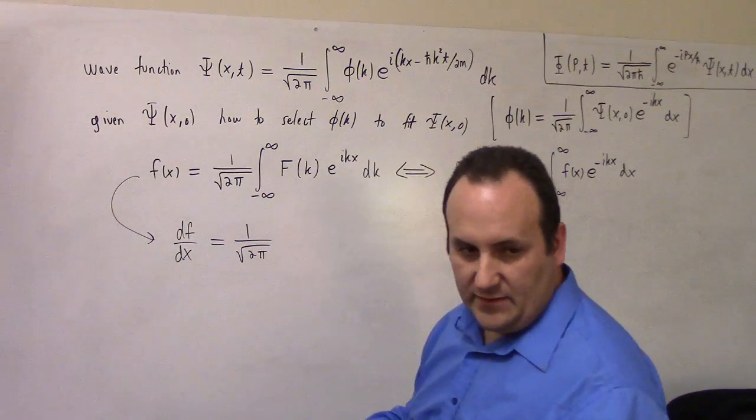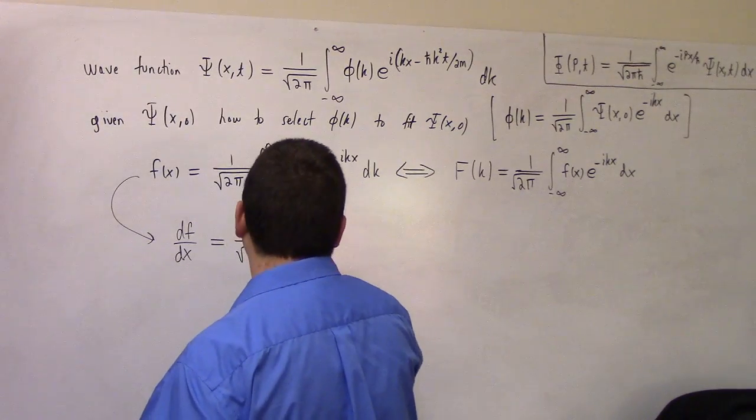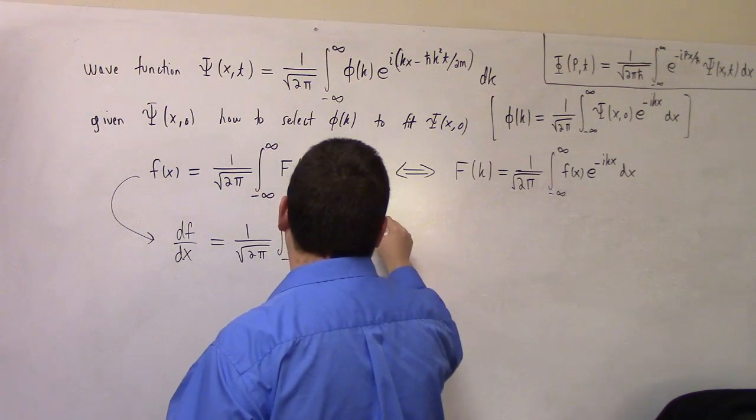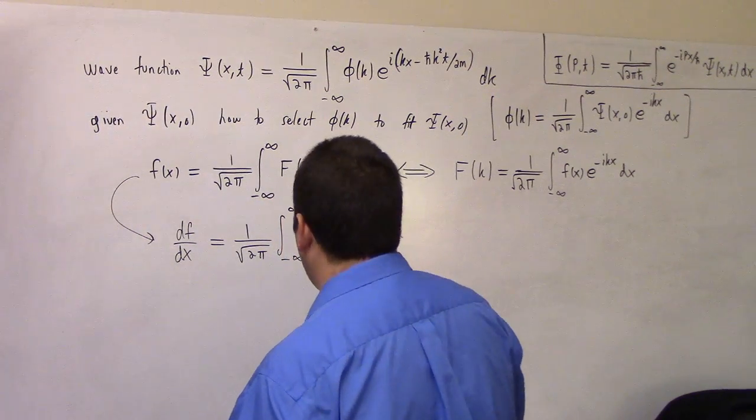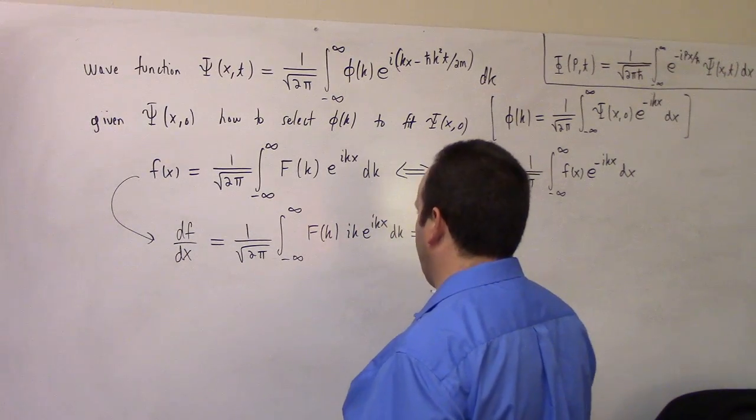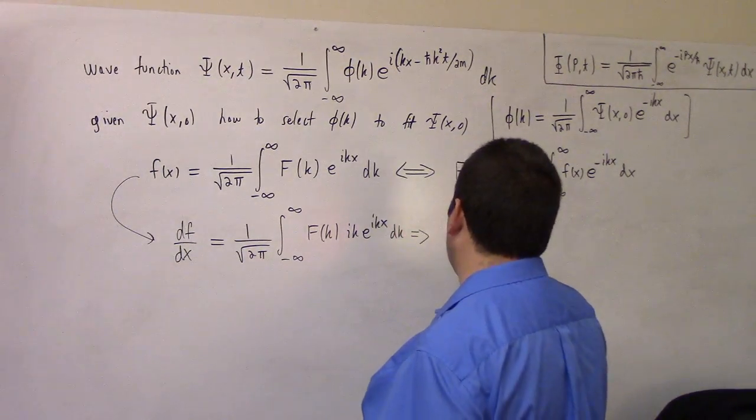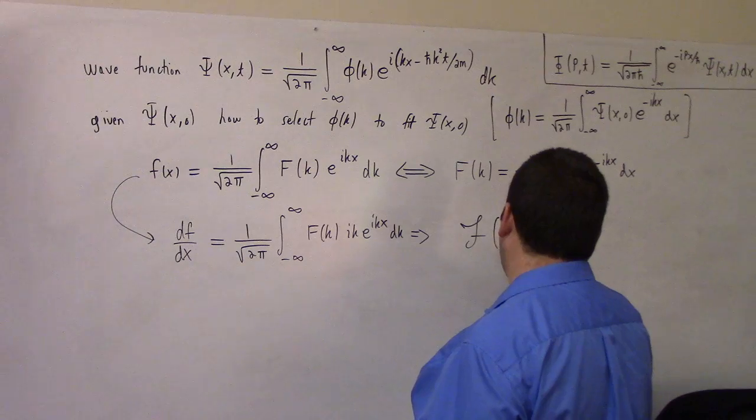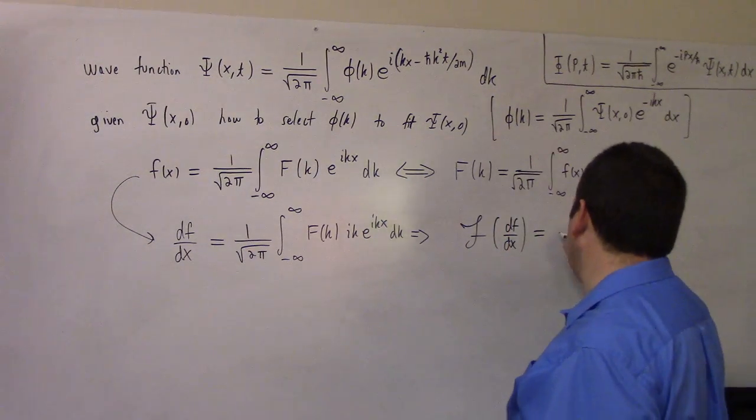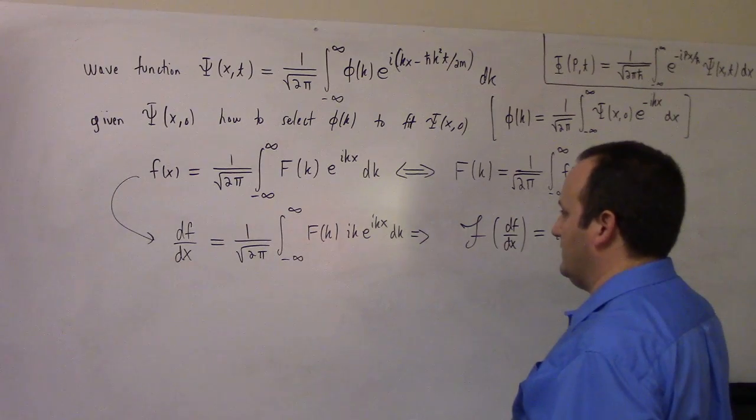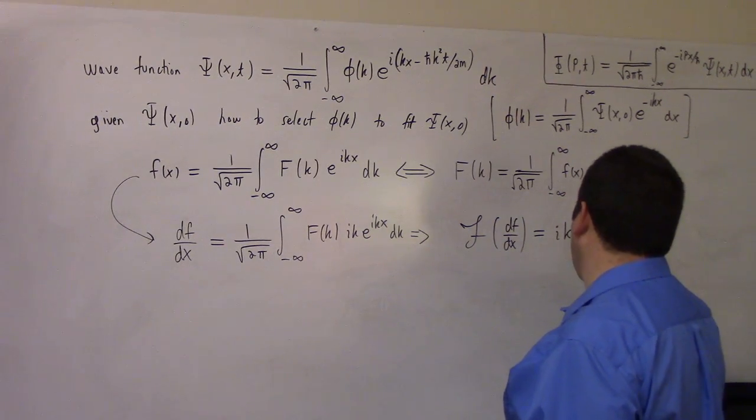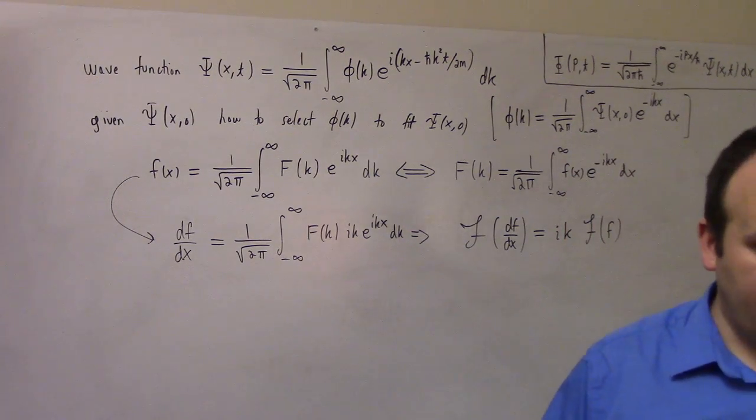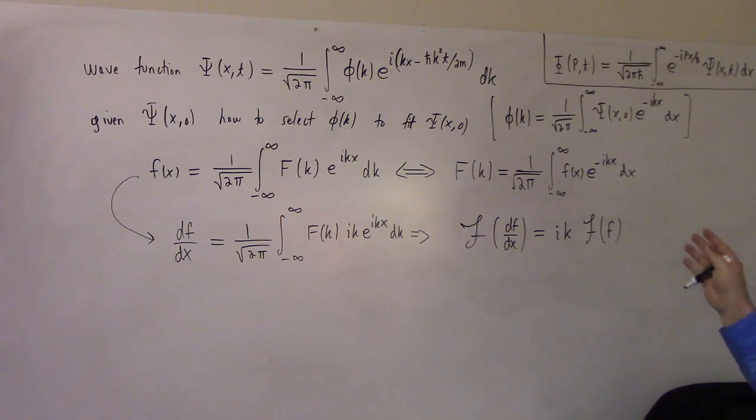Assuming you can bring the derivative inside the integral, right? Right, ik. So which is what? Right, so this implies that the Fourier transform of df dx is equal to, yeah, what you just said, ik times the Fourier transform of f. So Fourier transformation converts differentiation to multiplication by ik.